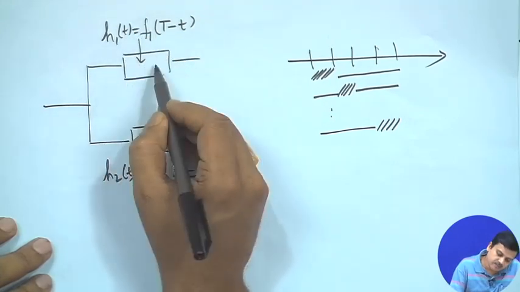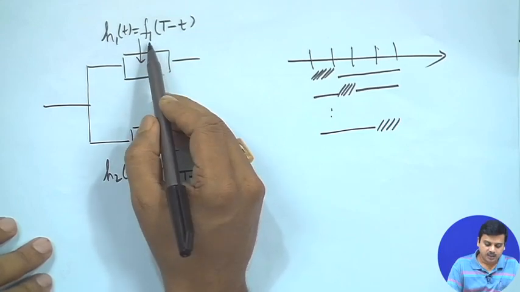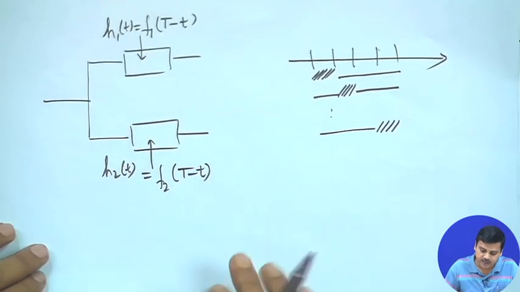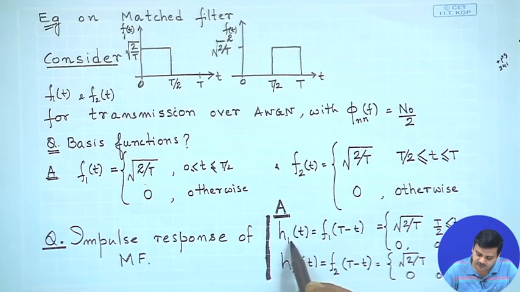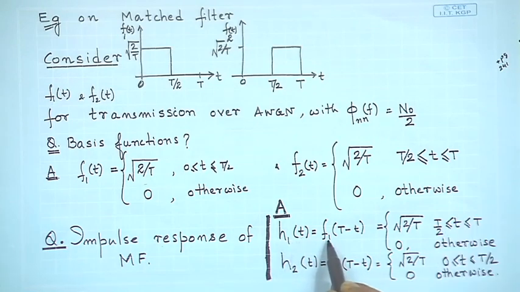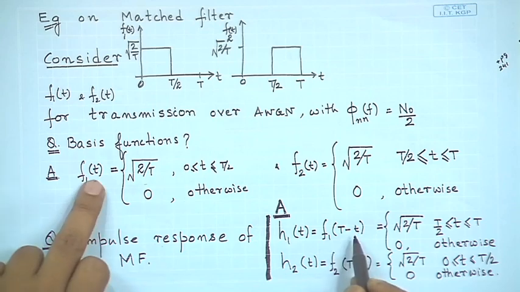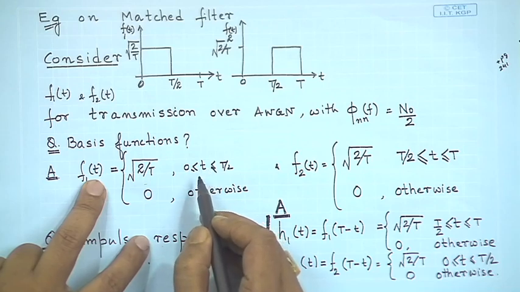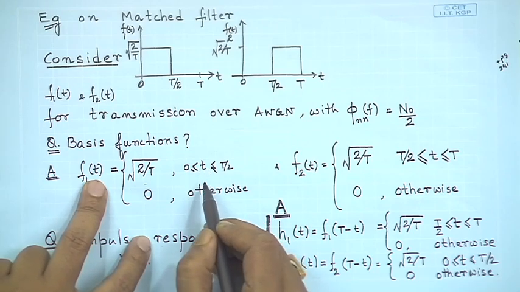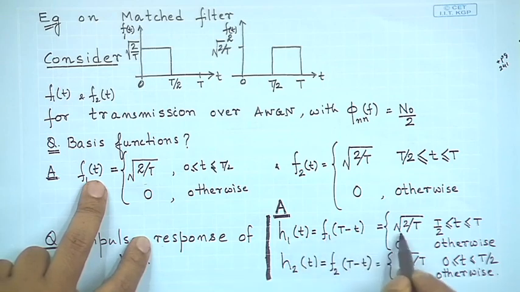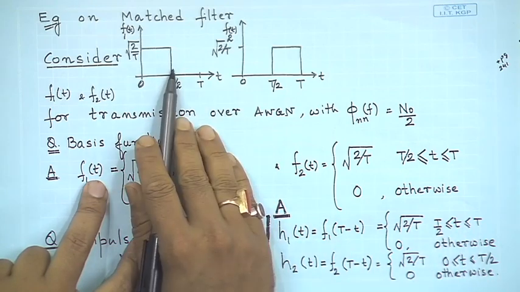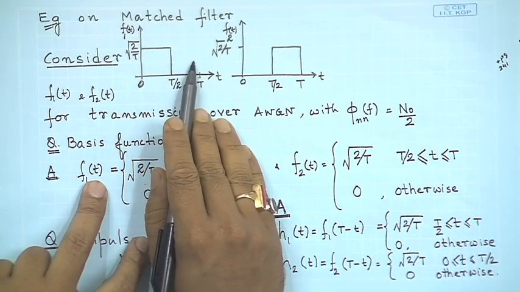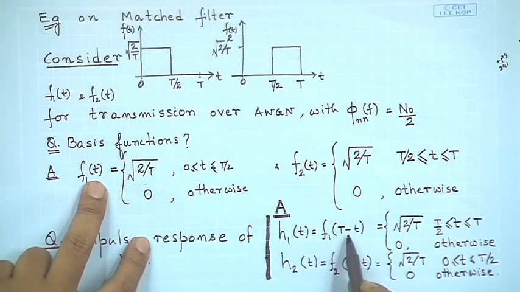So, that means we are using the impulse response as the basis function, in flipped version, right. That is exactly what we have: h1(t) = f1(T - t). So if you put capital T minus t over here, you will get root over 2 by T for the interval T by 2 to T. If you flip it around T, it is going to go there, right. You can put in the values and you will clearly get this.